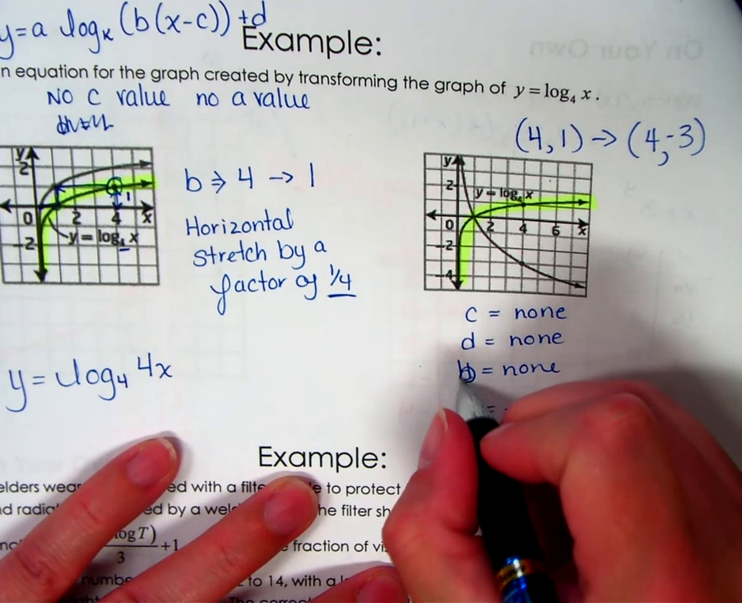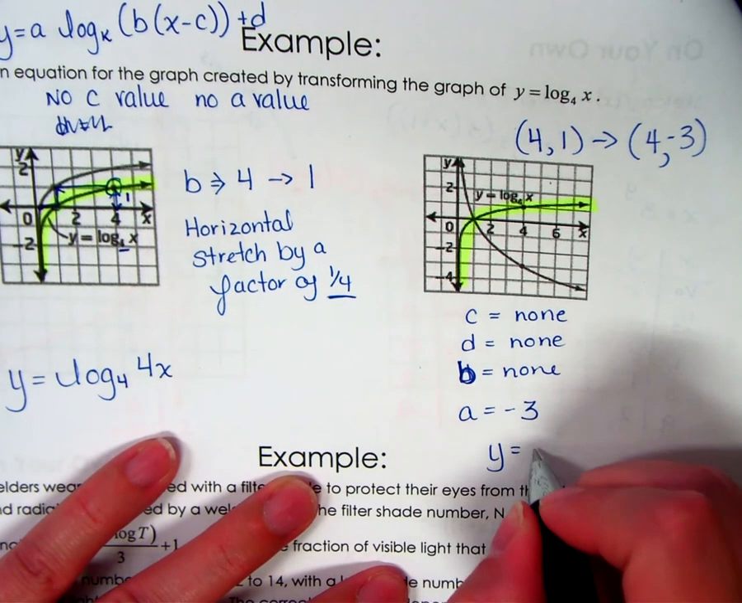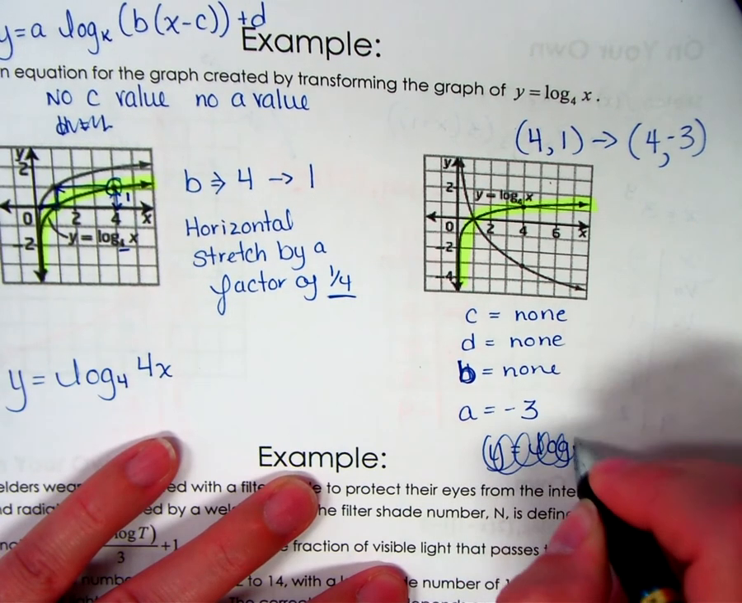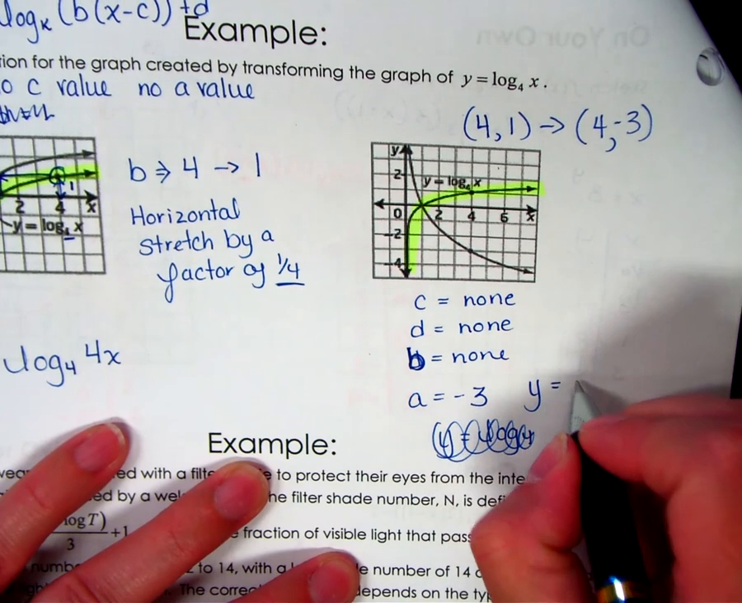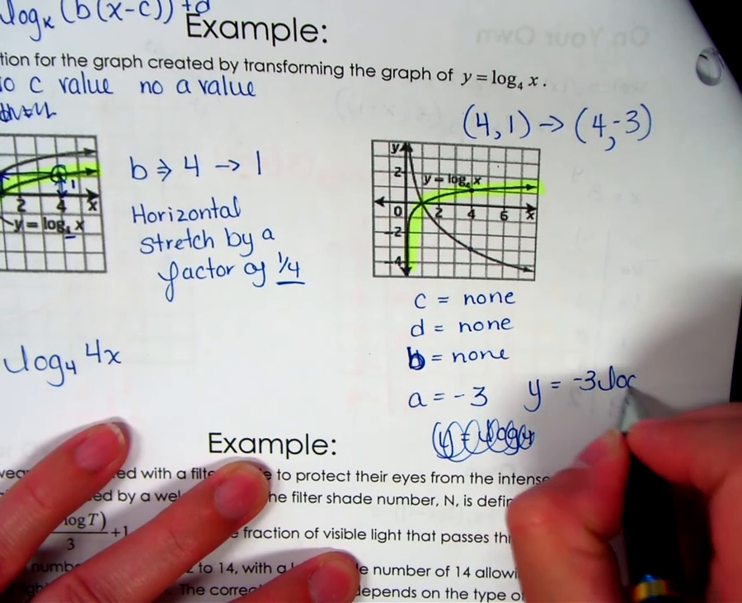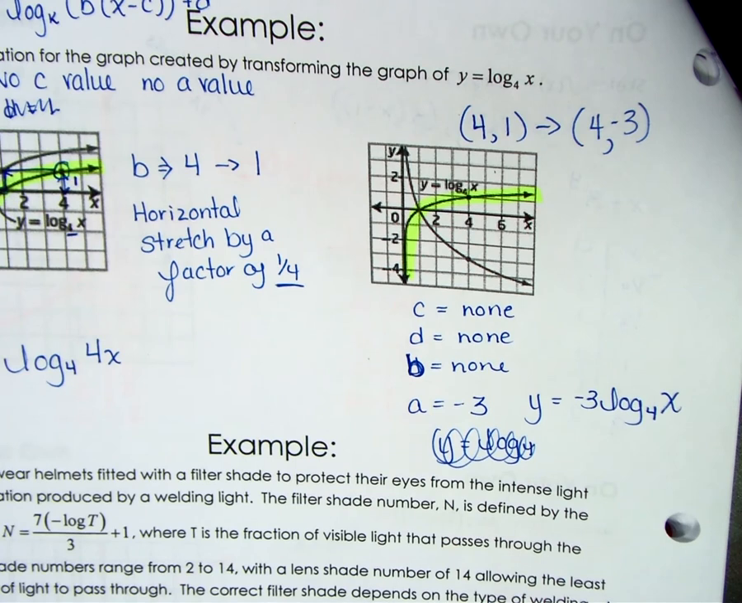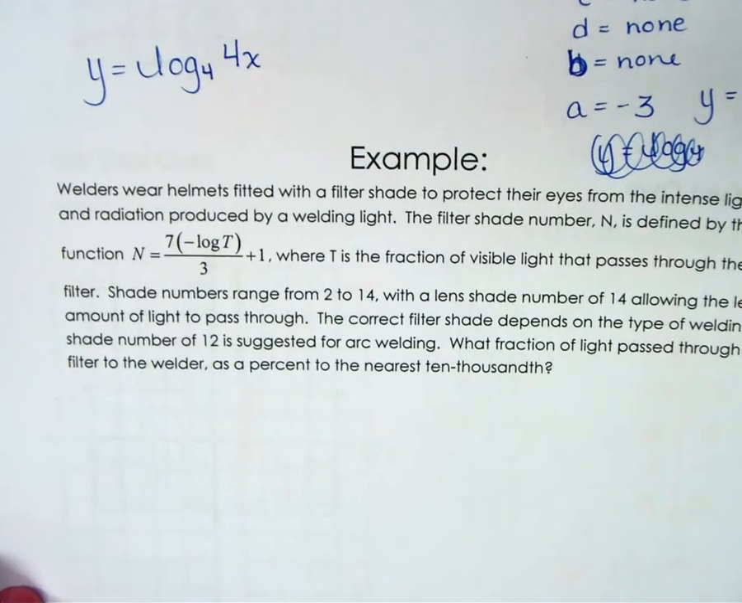Whatever, buddy. Letters are hard. Log, oh, geez Louise. I need an erasable pen. Who left me in charge? Y equals -3 log base 4 x. All right, you guys good with that? Sure. I love it. Okay, here's your welder helmets.